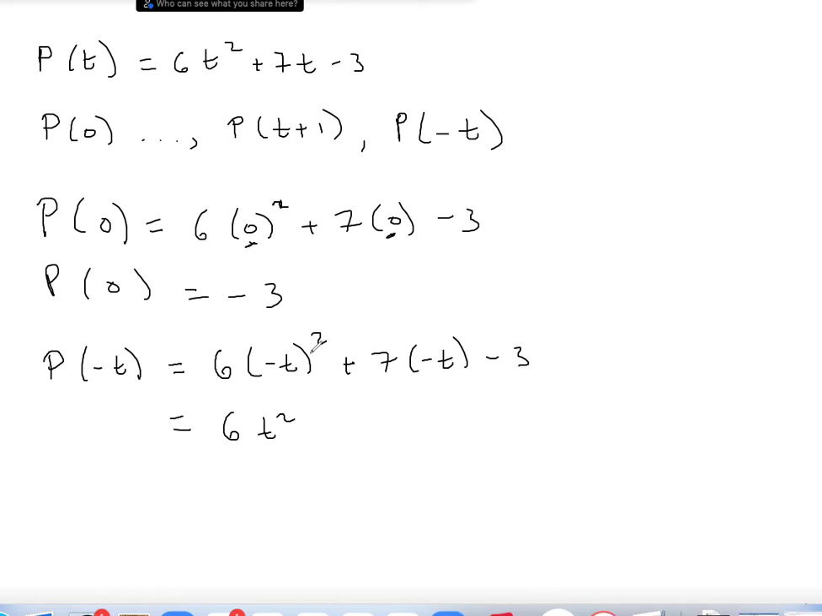If this had been cubed, then there would have been 3 negative signs, and that would have been a negative 6t cubed. So even powers, you square a negative, it's positive. When you take it to an odd power, it'll be a negative. Right here, we got positive 7 times negative t, so that is negative 7t, and then the minus 3. So a similar expression to what we started with, but that's what you would get if you evaluated it at negative t instead of positive t.